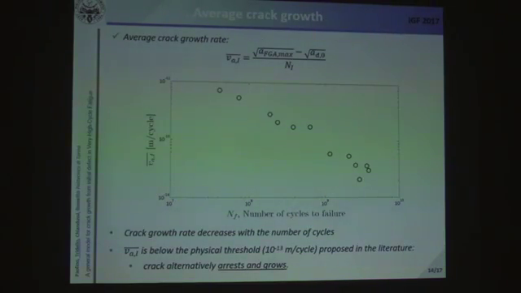Here we report the average crack growth rate, which is computed according to the formulation reported on the slides, with respect to the number of cycles. According to the literature, this value decreases with the number of cycles, but the most important aspect that must be underlined is that the average crack growth rate is below the physical threshold which is proposed in the literature and generally accepted in the very high cycle fatigue literature.